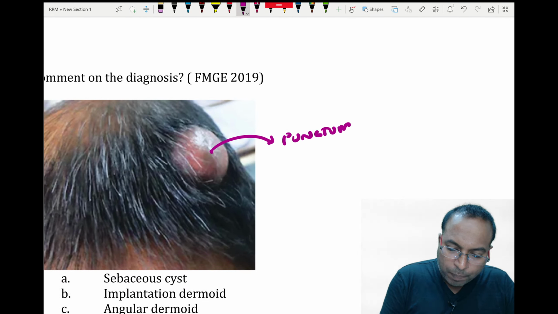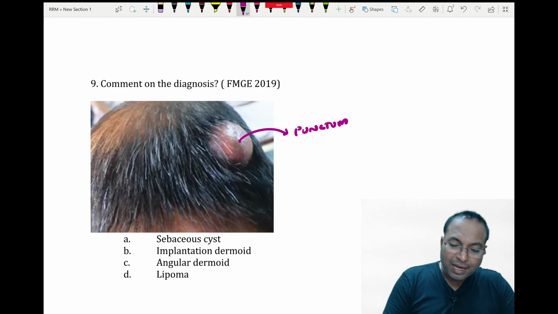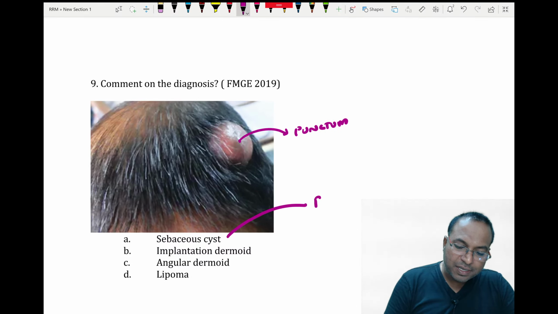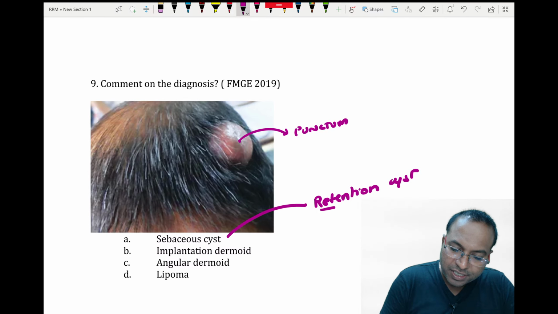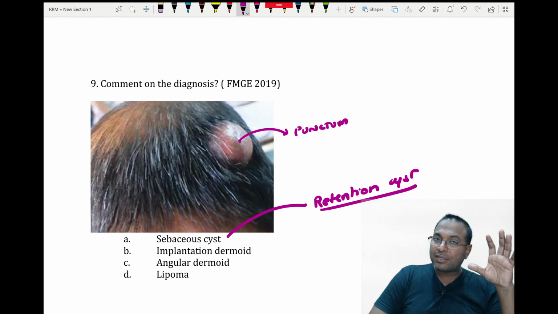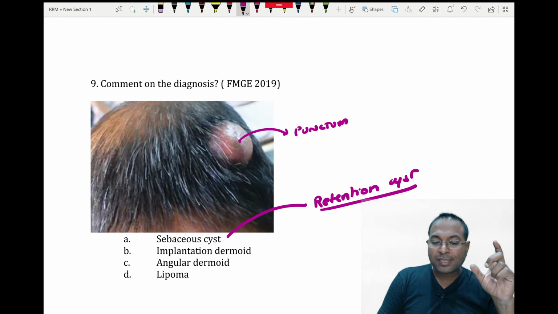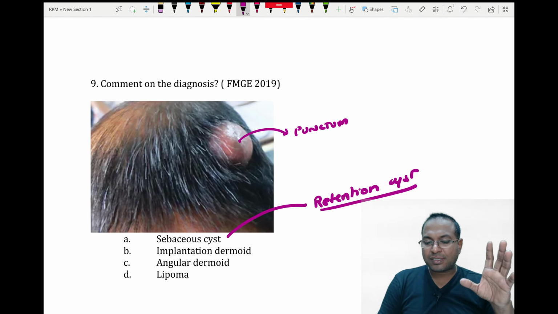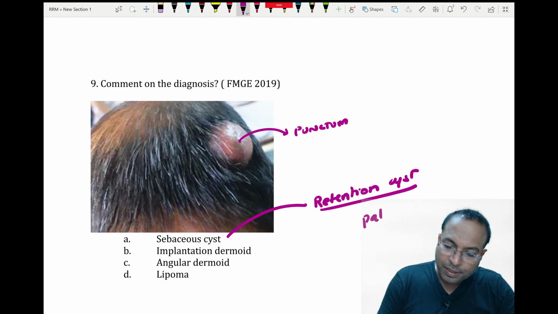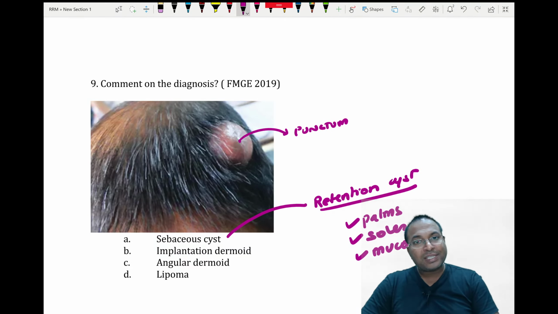Punctum is an opening of a sebaceous duct that gets obstructed, resulting in a retention cyst known as sebaceous cyst. My question is, sebaceous cyst is common in which place? It is common in the scalp, or it can happen anywhere, but it is not seen in which place? Sebaceous cyst is not seen in palms, soles and mucosa.